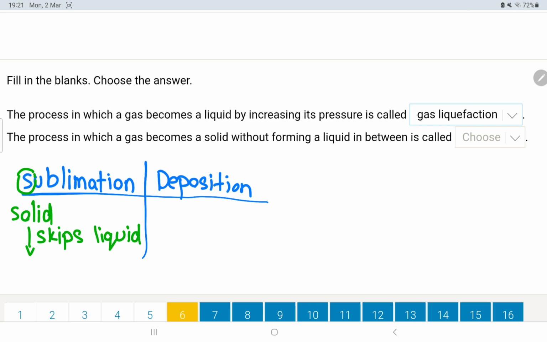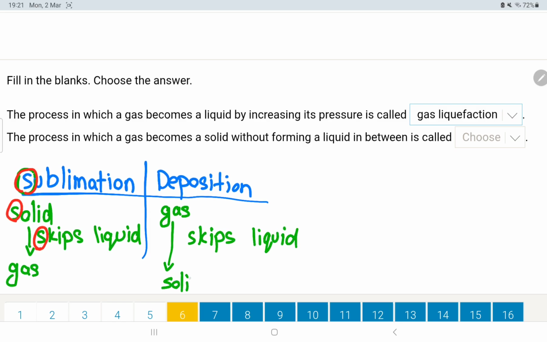See guys here, sublimation, solid skips liquid. So when it skips liquid, what is it gonna turn into? A gas. Now deposition is just the opposite. So what do you expect? Gas skips liquid and changes to solid. So guys, it's really easy. But I want you to focus on sublimation because deposition is the exact opposite. But sublimation just has more keys. Solid, sublimation, skips. Okay? Because if you know one, the other is the exact opposite.